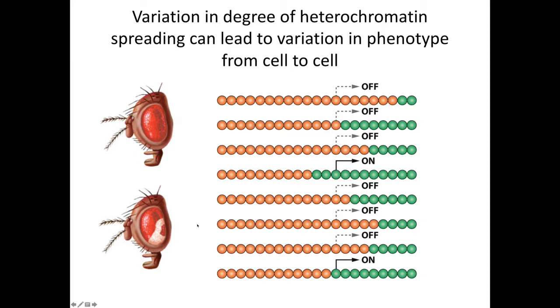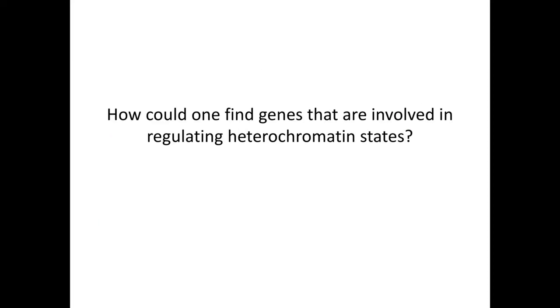And so the variation across tissues can lead to variation in the phenotype from cell to cell, which is fascinating. One thing you might want to think about is how one could find genes that are involved in regulating these heterochromatin states, like how compact chromatin is. We've been talking a lot about doing genetic analysis in this class. For example, we talked about how to do a genetic screen for identifying genes involved in arginine synthesis. So how could one find genes that are involved in regulating heterochromatin?